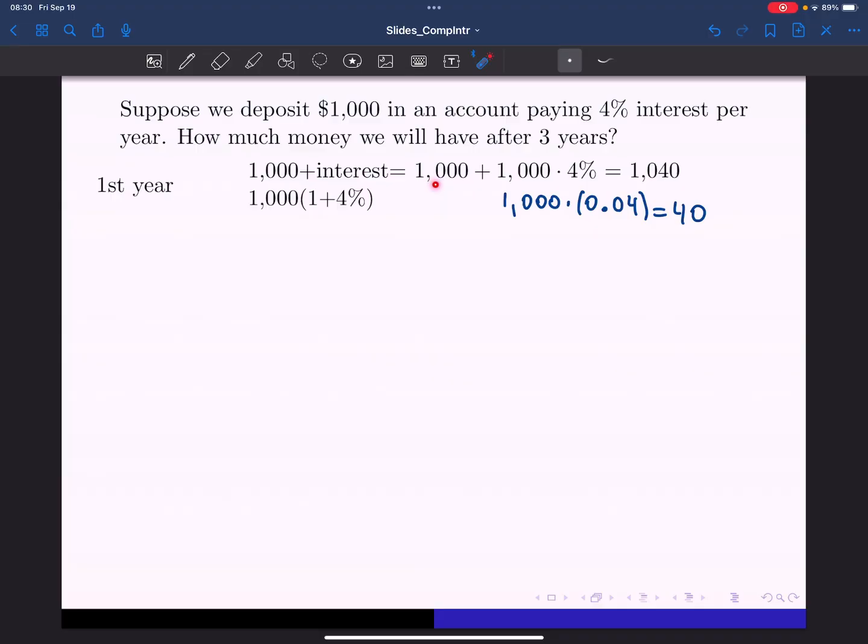So if we add $40 to 1,000, we will have $1,040. Now, out of this, I can factor 1,000 out. From the first one, we will have 1 left, if 1,000 is in front. From the second one, 1,000 is in front, and 4% is left. So if we go back and multiply this out, we will have exactly this amount.